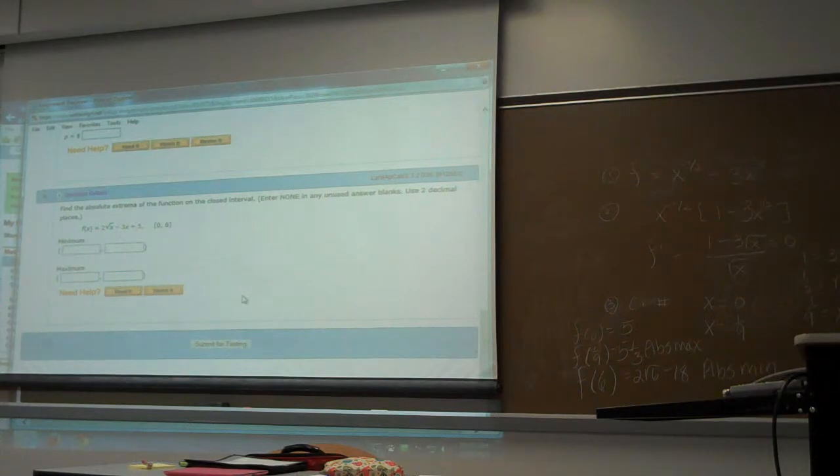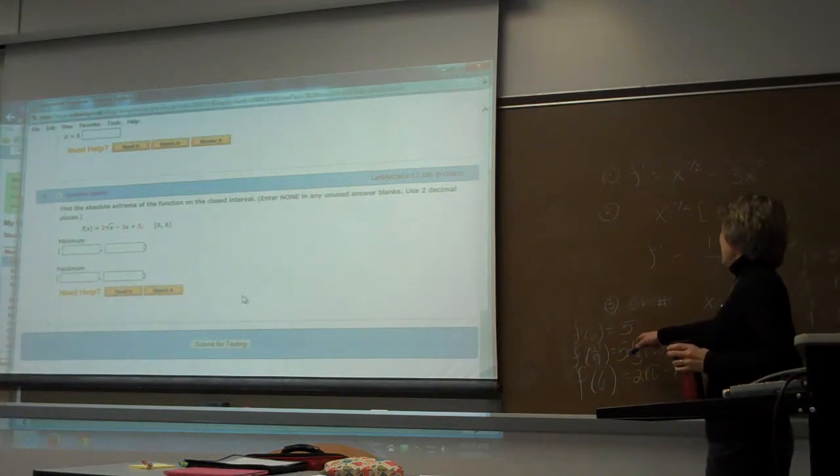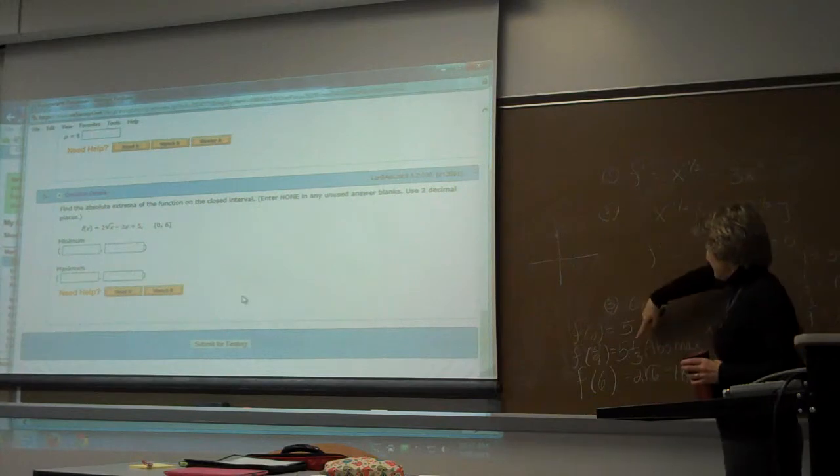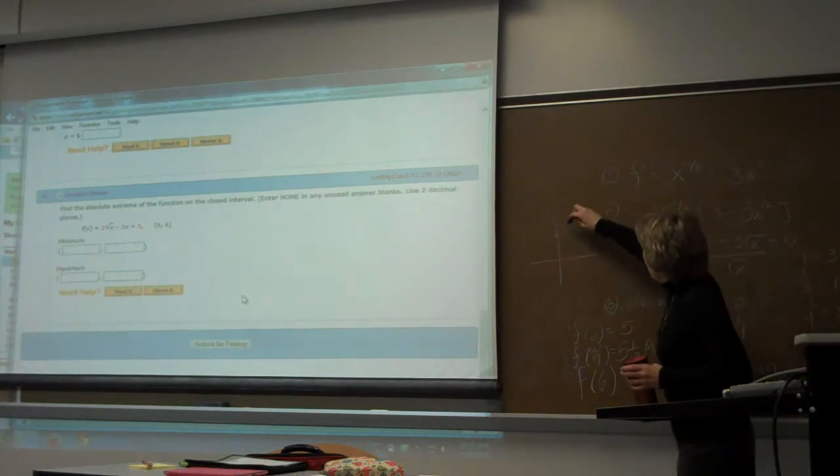So then what's the 0, 5? Is that just like a hole in the graph or something? No, it's a point on the graph, but it just doesn't happen to be your max because it went up higher and then it went down lower.